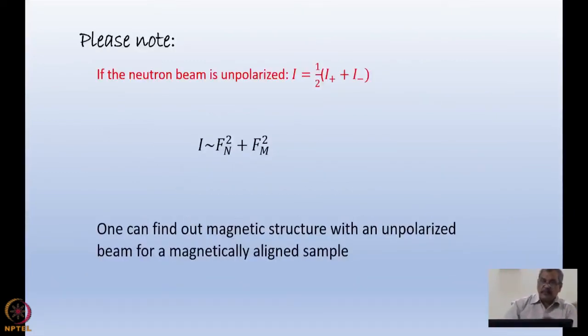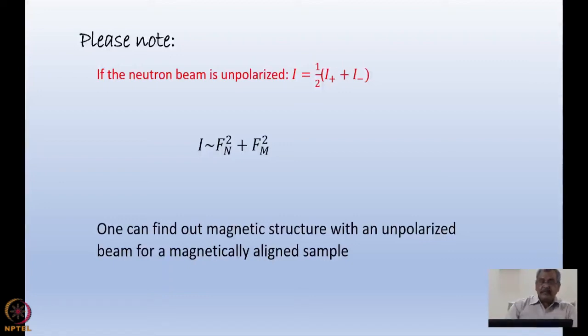because the beam is unpolarized, half the neutrons are coming with up spin with respect to the sample's magnetization. Half of them are coming with the minus orientation with respect to the sample, and the intensity is half of I plus plus I minus from those expressions, and they are Fn squared plus Fm squared. So even for an unpolarized beam, we can find out Fm squared through fitting processes, and we can find out the magnetic structure with an unpolarized beam for magnetically aligned samples.